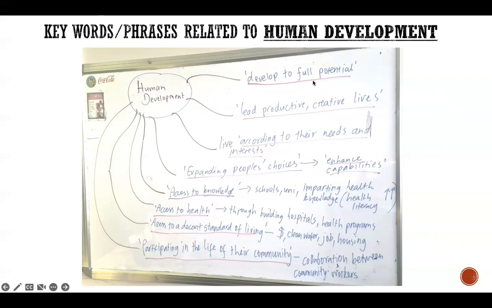Okay, so VCAA assessors are told to actually look out for these specific words. And even if you read any of the high scoring answers in past VCAA assessment reports, you'll notice that those students have clearly written exactly how they come up in the definition. Lead productive, creative lives, not lead good lives, for example. Expand people's choices, not increase people's opportunities. So it's obviously exactly as it's shown in the definition. So try to learn it exactly as well.